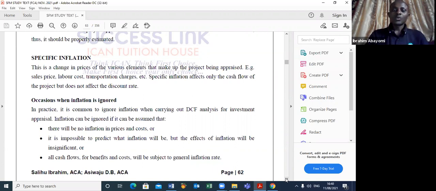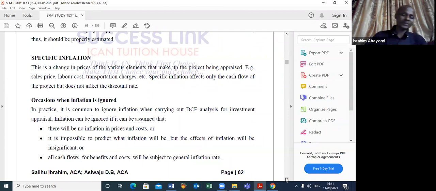Now, where you have a specific inflation rate in the question, you need to apply that inflation rate on the cash flow that is affected by that rate. Now, we can also have inflation rate for the cost of capital, which is your WACC. However, your cost of capital is not affected by a specific inflation rate. Cost of capital is affected by a general inflation rate.